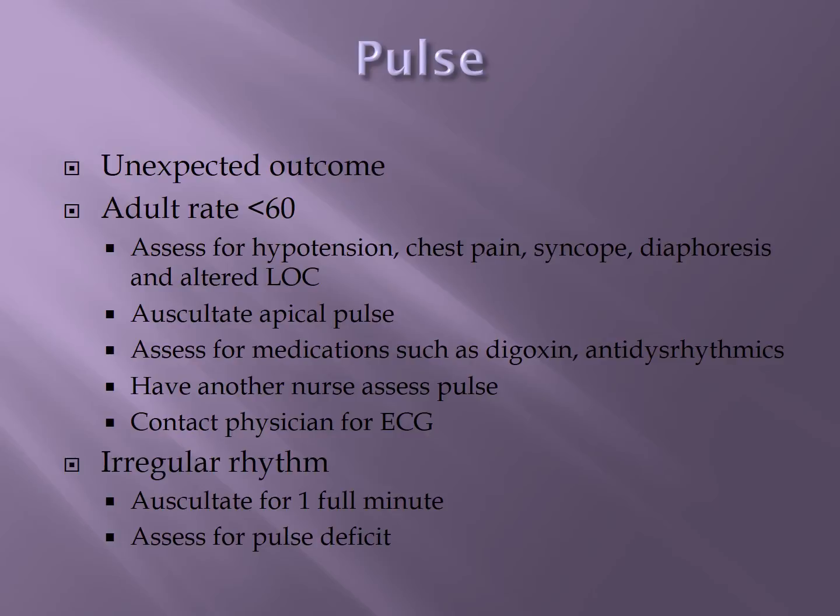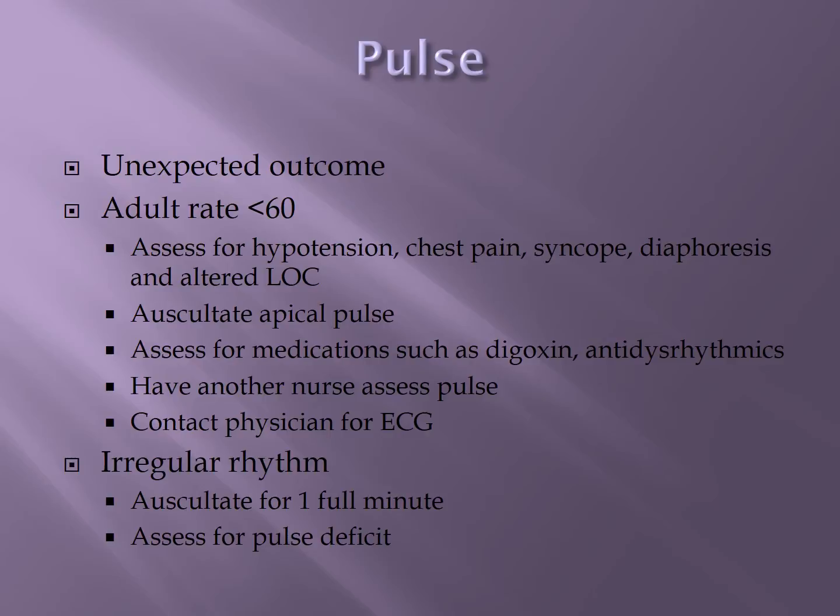Okay, what unexpected outcomes can occur from assessing a pulse? One is they can develop bradycardia. Brady, as you have learned, means slow. And in this particular instance, we're looking at an adult heart rate less than 60. Other things that we would assess for to try and determine the reason why their heart is beating less than 60 times per minute is, what's their blood pressure?